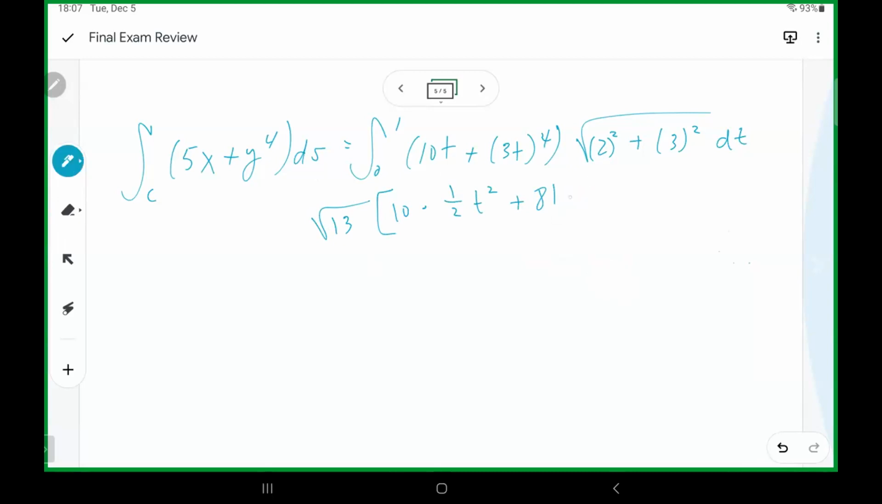Sorry, messing up my signs. Okay, so that's going to give us 25 plus 81 over 5 square root of 13, which is 106 over 5 square root of 13.